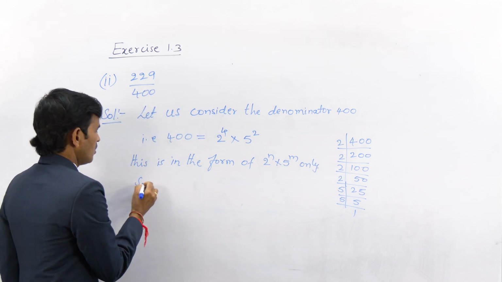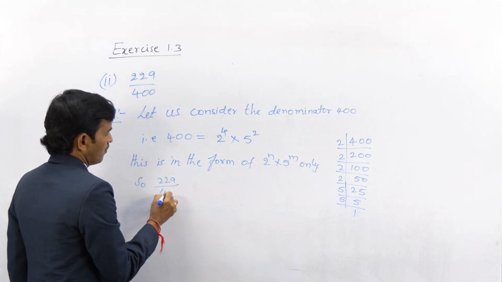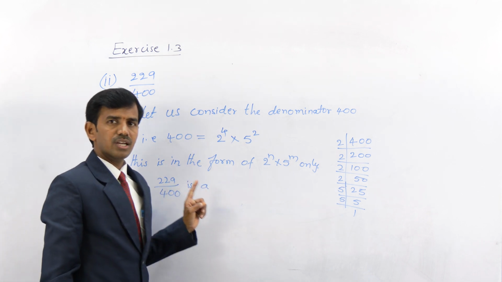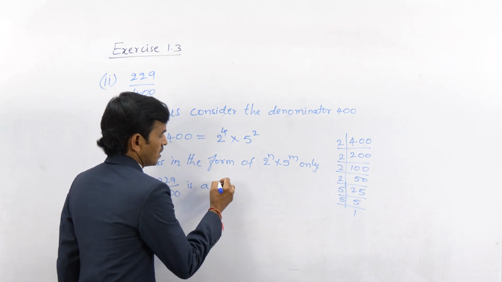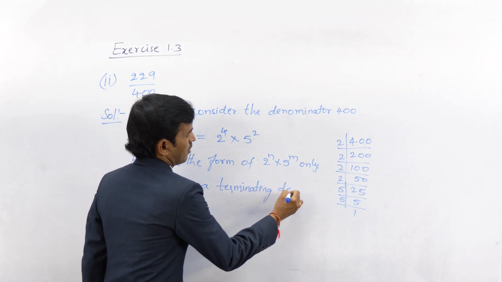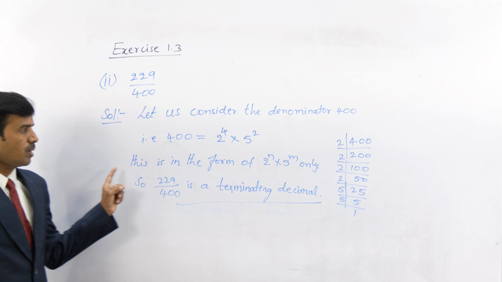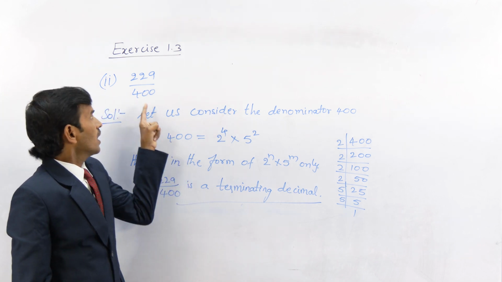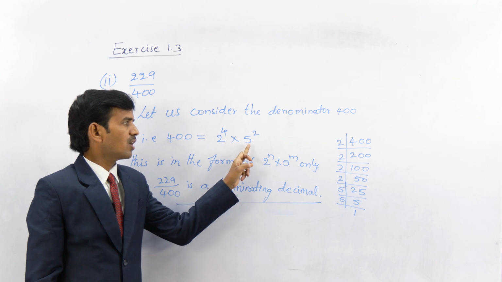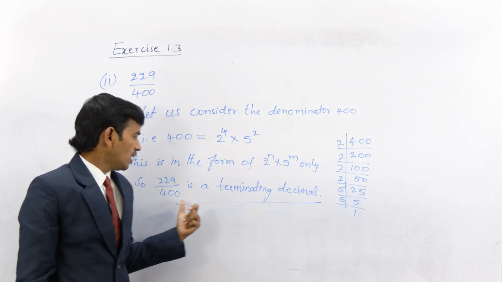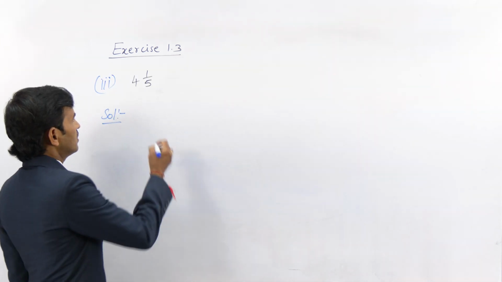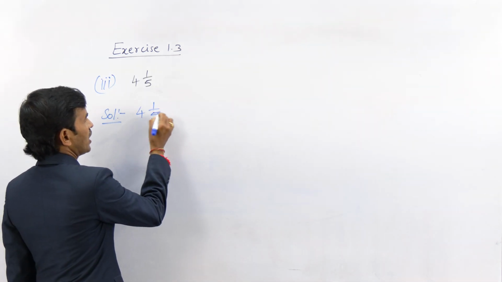So 220 by 400 is a terminating decimal according to the theorem. So what is the theorem you observed? If any fraction whose denominator is in the form of 2 power n or 5 power m only, then it becomes what? A terminating decimal.